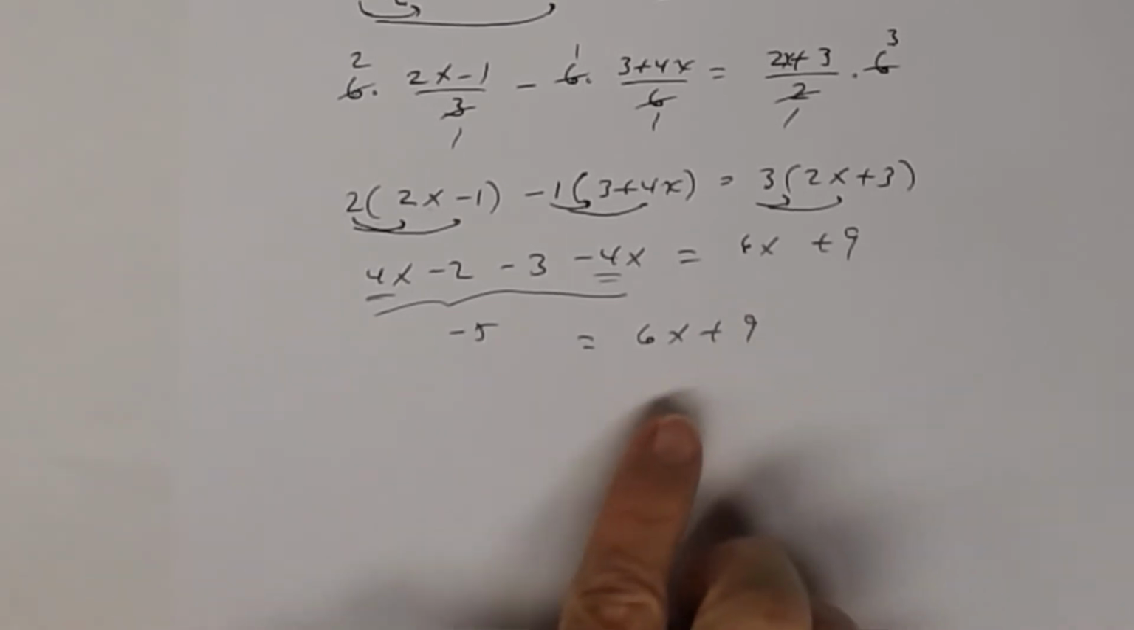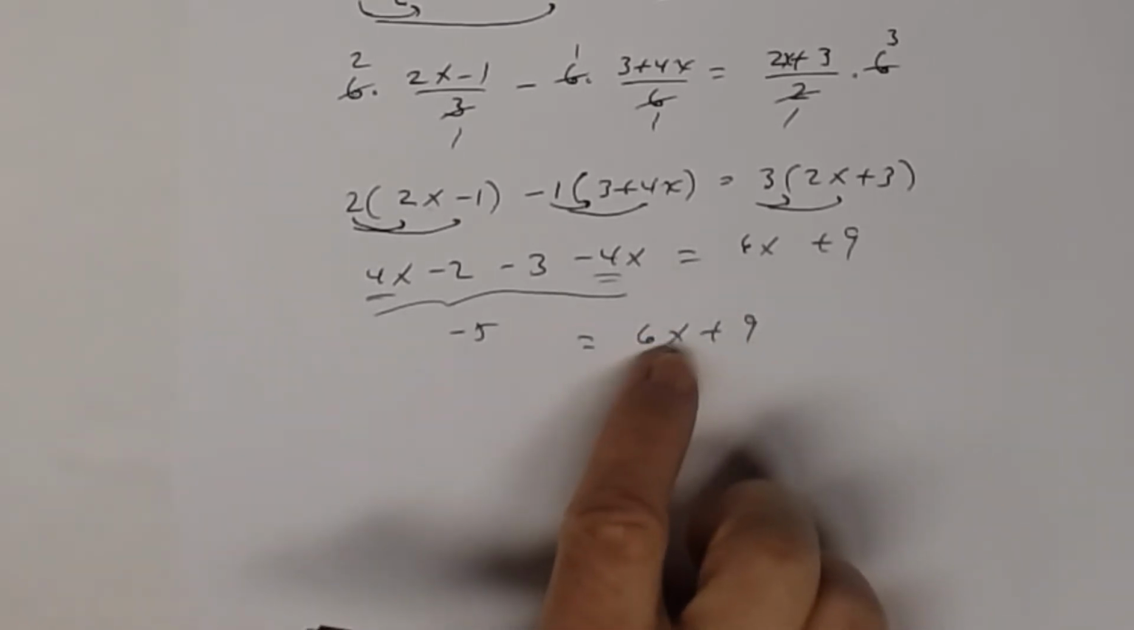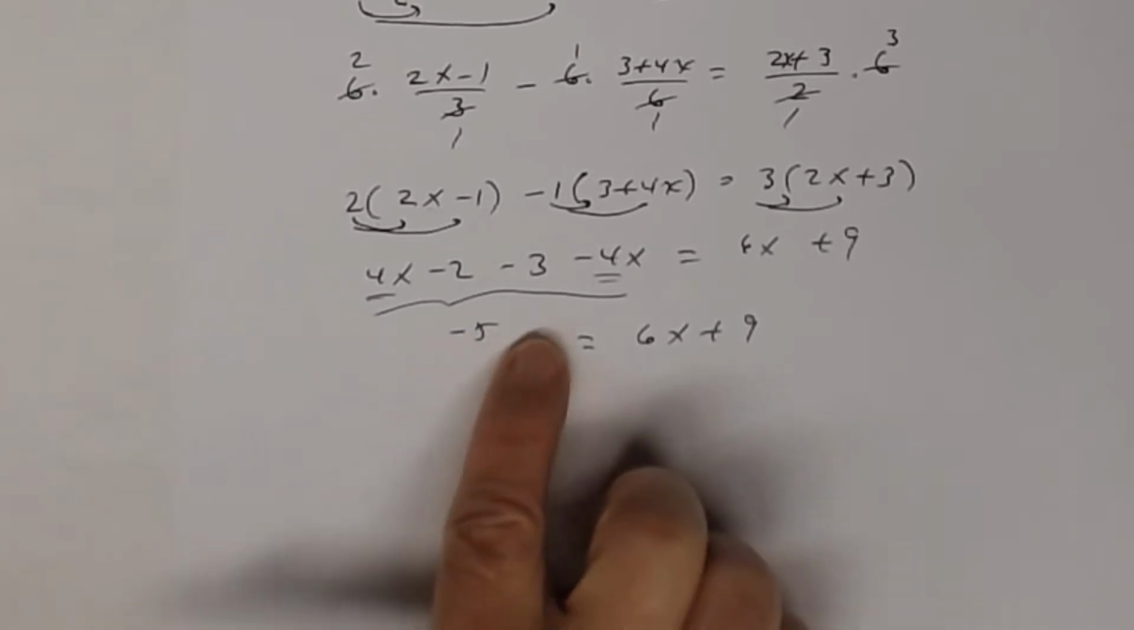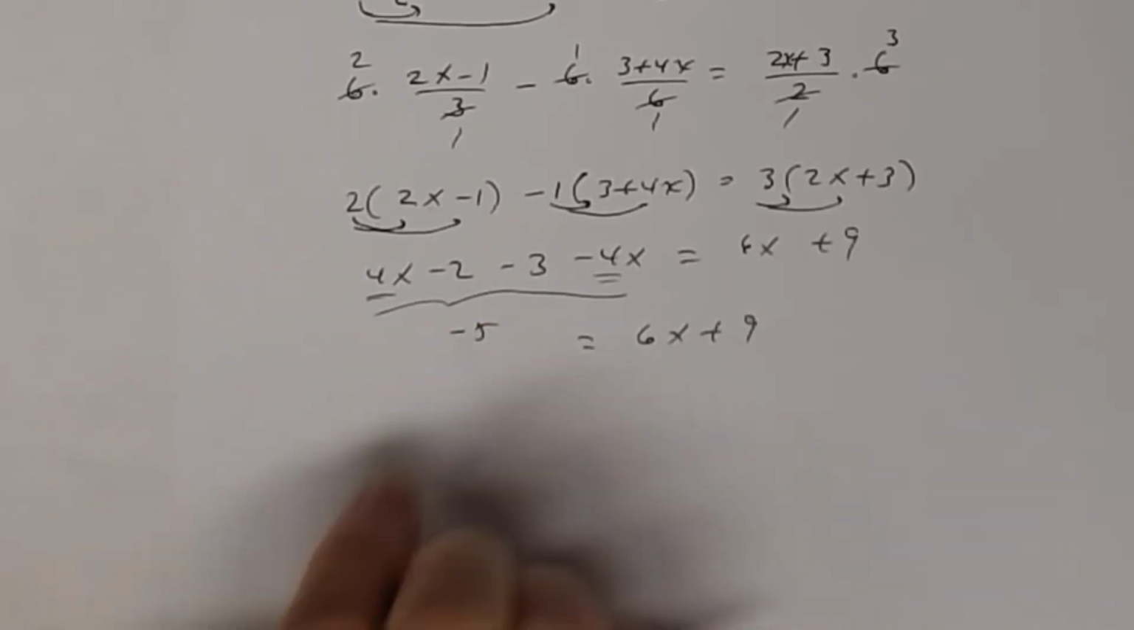All right, now bring all the variables to one side, constants to the other. I notice that the variable term is already on one side by itself. There is no variable term on this side. I just see a constant.